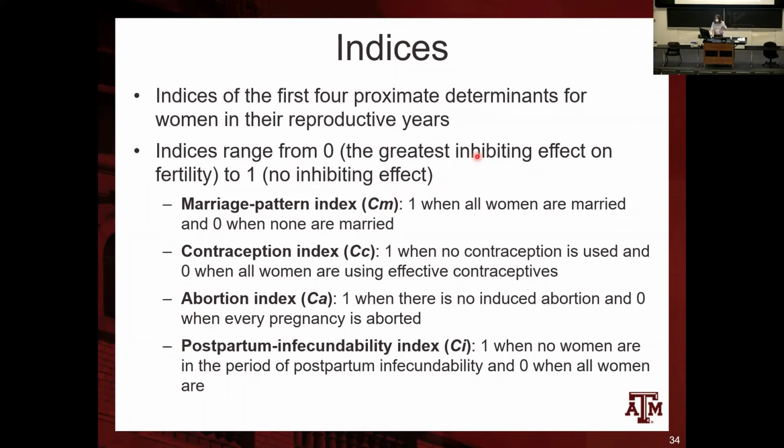Contraception index: 1 when no contraception is used. If no contraception is used, there is no inhibiting effect on fertility. And 0 when all women are using effective contraceptives, the greatest inhibiting effect on fertility. Abortion: 1 when there is no induced abortion, and 0 when every pregnancy is aborted, right? So always 0 is the greatest inhibiting effect on fertility. Postpartum infecundability: 1 when no women are in the postpartum infecundability period, and 0 when all women are.